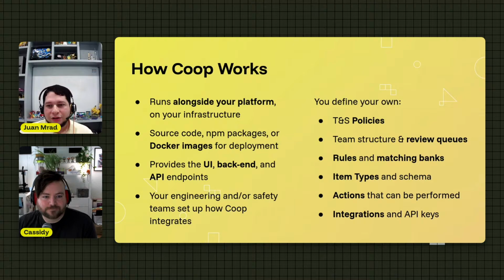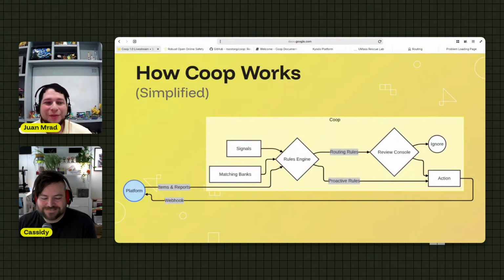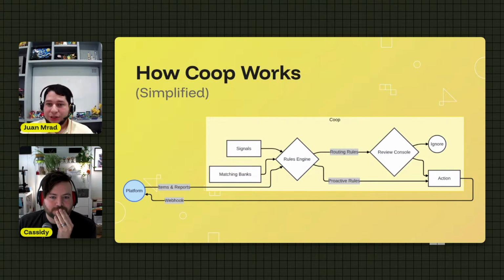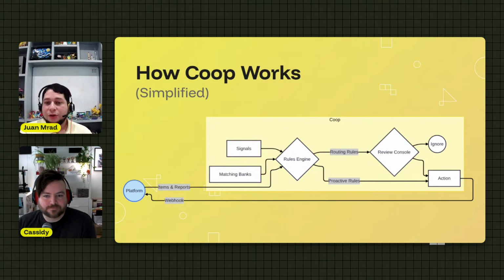So if we go into the next one, it gives us that diagram that we're hinting at. When it comes to your platform and Coop, there are effectively two endpoints that are the main entry points from the platform to Coop. We have the submit items endpoint, which is meant to be some sort of stream-like event processing. So every post, every time somebody creates an account, makes a comment, uploads an image, whatever it is, the sort of content that you want to proactively moderate, that is what you submit into a stream.